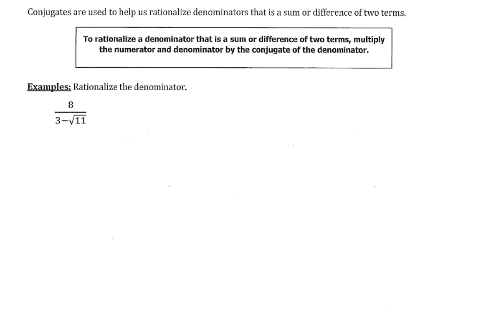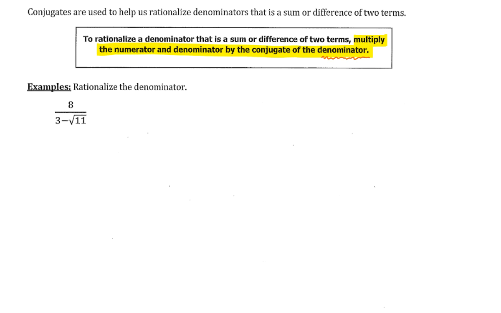This is Mr. C here, and in this video we're going to talk a little bit more about conjugates. As it says at the top, conjugates are used to help us rationalize denominators that are a sum or difference of two terms. And in the box here, it gives us a process as to how we'll utilize conjugates in order to do that. To rationalize a denominator that is a sum or difference of two terms, what we have to do is multiply the numerator and denominator by the conjugate of the denominator. Or as Arnold would say, the denominator get to the chopper.